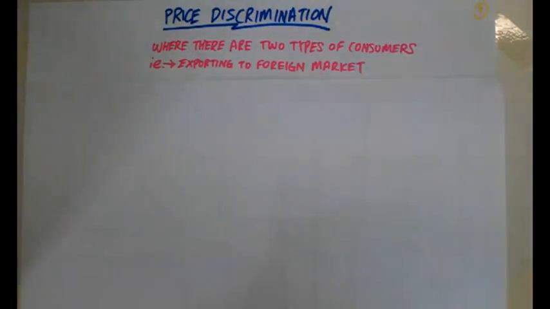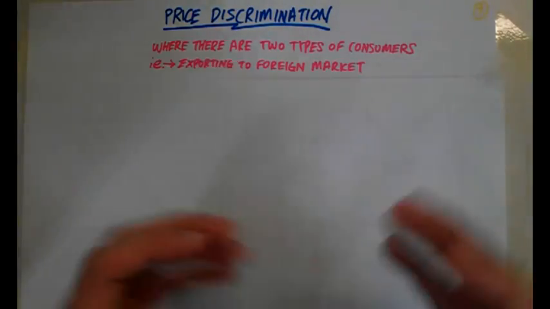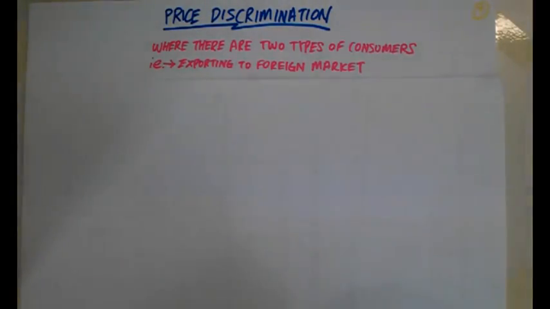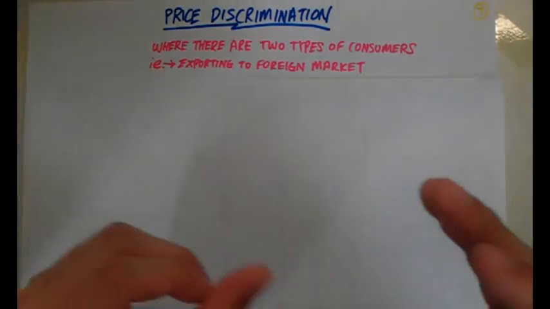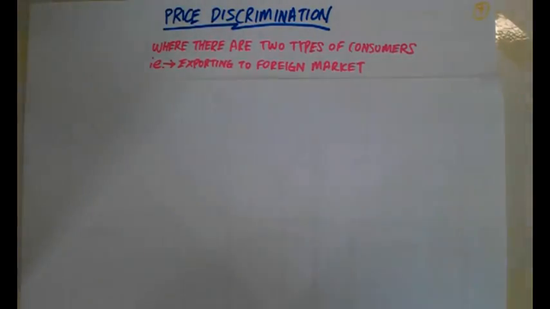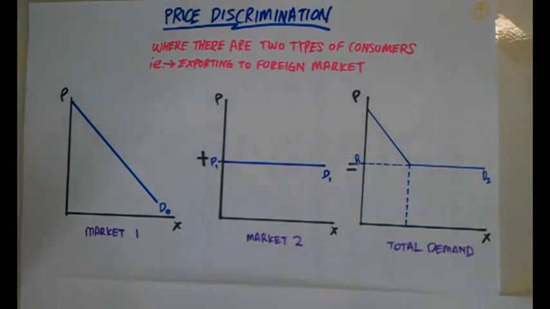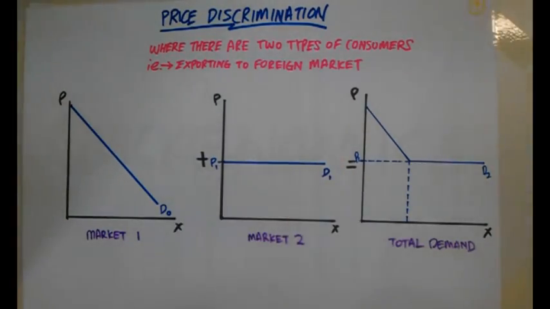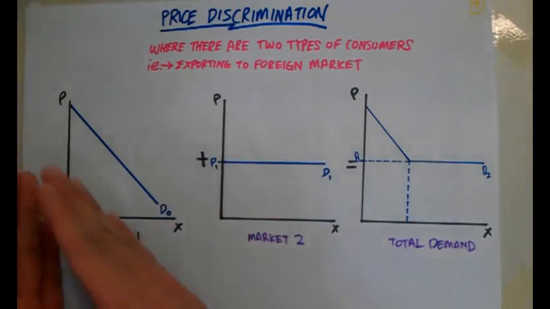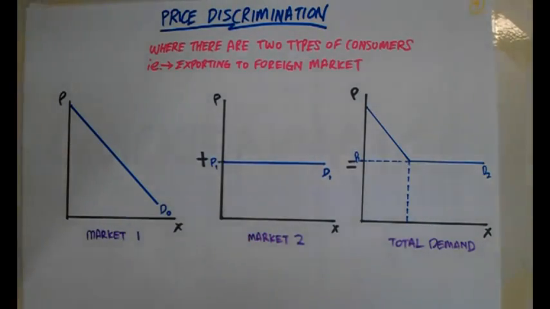However, the monopolist is at the mercy of the government. The government may or may not allow the monopolist to price discriminate. So we'll talk about that later. Just let me show you this concept called combining of the demand curves. I have one market with a downward sloping demand curve, and a second market with a horizontal demand curve. So for example, maybe the foreign market has a perfectly elastic demand.